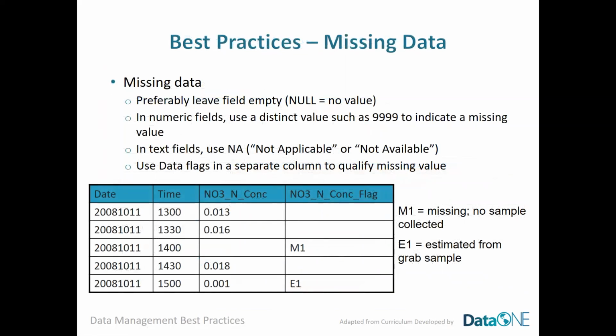If you need to explain something, you can use data flags in a separate column to qualify empty cells. For instance, in this example of stream chemistry data, the flag M1 indicates that the sample was not collected at that interval. Likewise, the flag E1 indicates that the value was an estimated value.